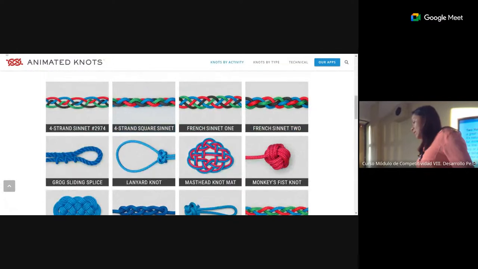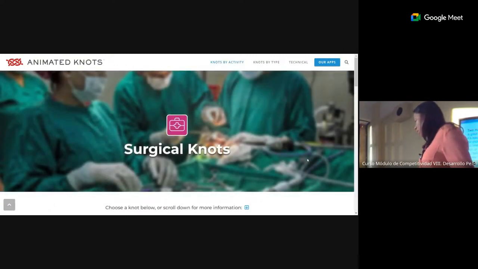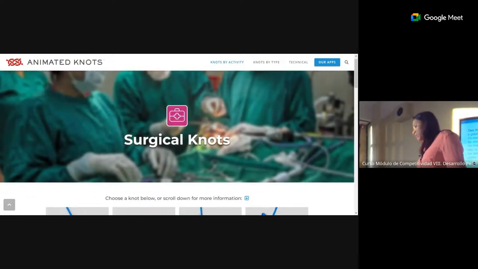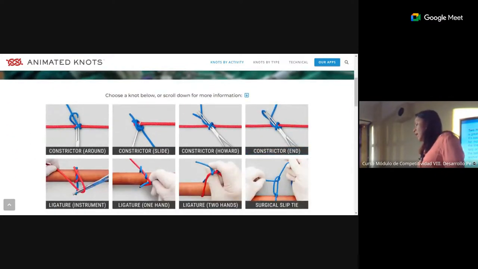Okay, now let's see. We also have surgery. For surgery, remember when we talk about surgery for medicine? Because as I told you before, this is an art. So you have to choose the knot below or scroll down for more information.